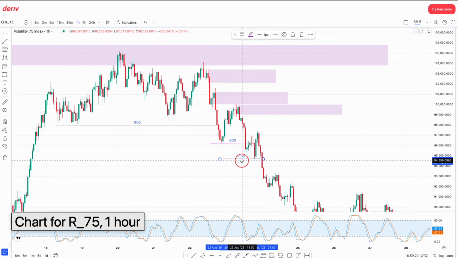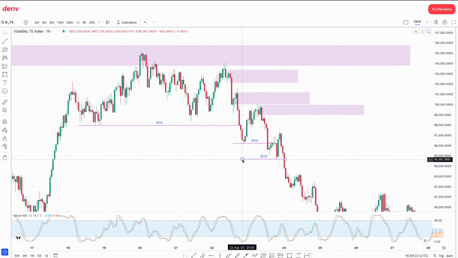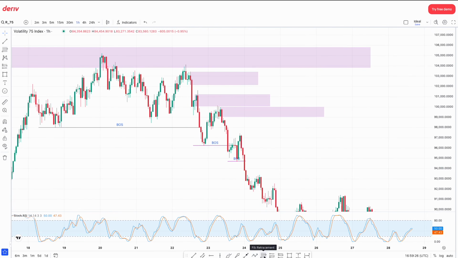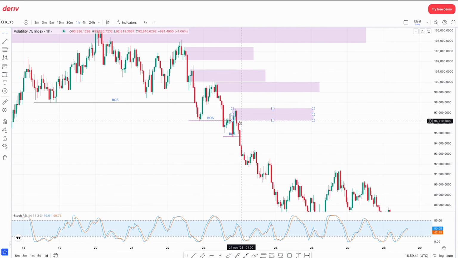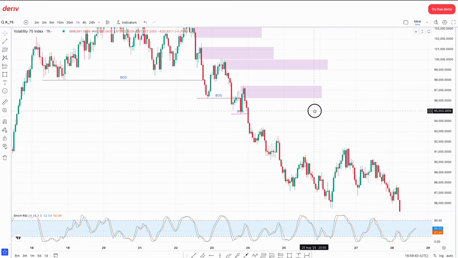This particular tiny one is also a break of structure. So where do I look to take my trade? I'm going to look up here and draw my demand zone at this point and wait for the market to come back to it. The market didn't come back to it, no problem, we'll leave it.